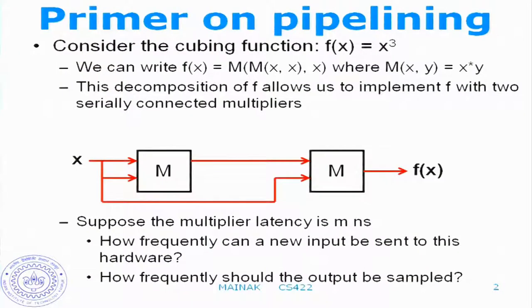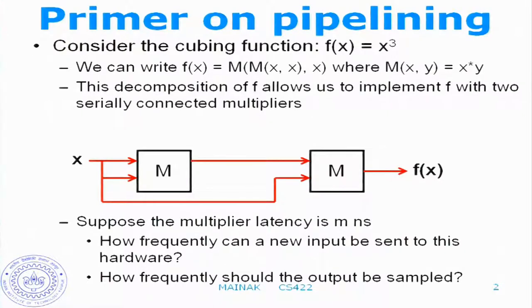So we'll start with a very simple operation, or rather a function, in computation is a function, which is a cubing function. So we have to compute x cubed given x. So try to see how we can implement such a function. So we can write f(x) as M(M(x, x), x), where M(x, y) is x times y. Okay. So that's your cubing.